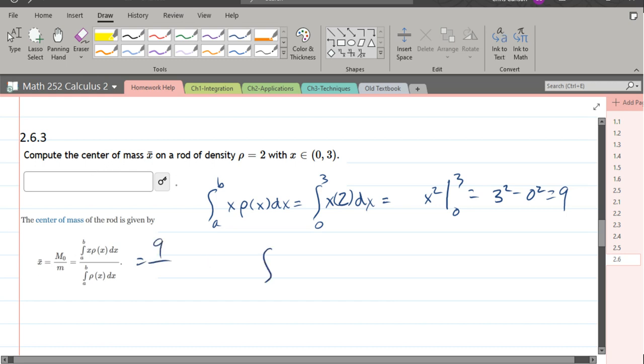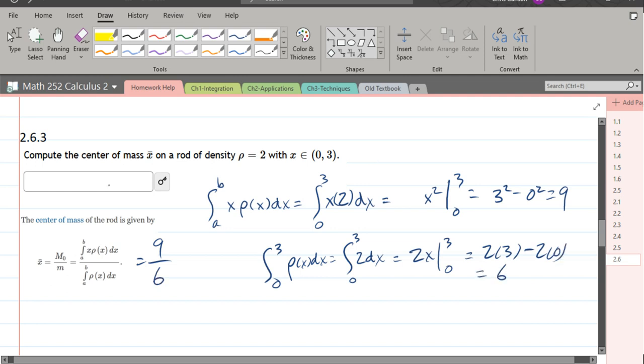Now the denominator is very similar. It's just 0 to 3 rho of x dx. Now our rho is 2 dx. So the antiderivative of 2 is 2x from 0 to 3. So we have 2 times 3 minus 2 times 0. 2 times 3 is 6. So our denominator is 6. And you can reduce that to 3 halves. So that will be our center of mass.